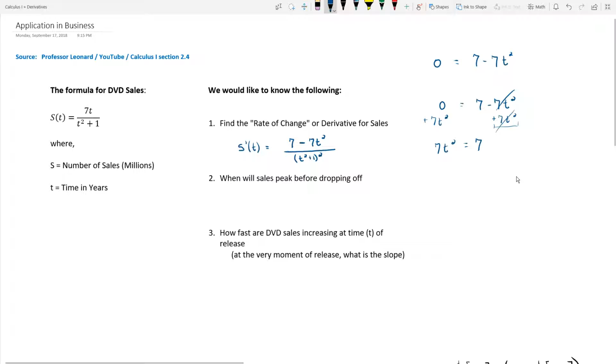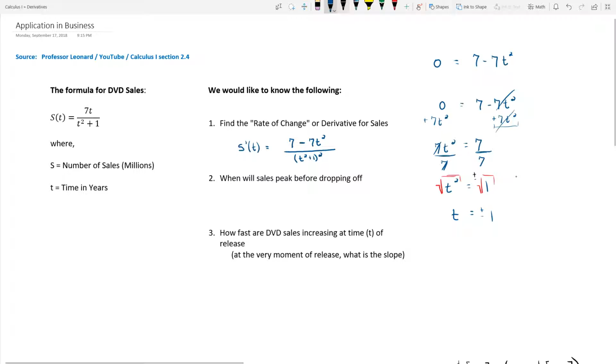Well, we're trying to solve for t, time, and we will do this by dividing by 7 on both sides. We're going to end up with t squared is equal to 1. We have t squared, which means that we're going to be dealing with a square root in order to solve for t. Anytime you have a square root, you want to make sure that it's positive or negative for both solutions that are available. And we would end up with t is equal to plus or minus 1.